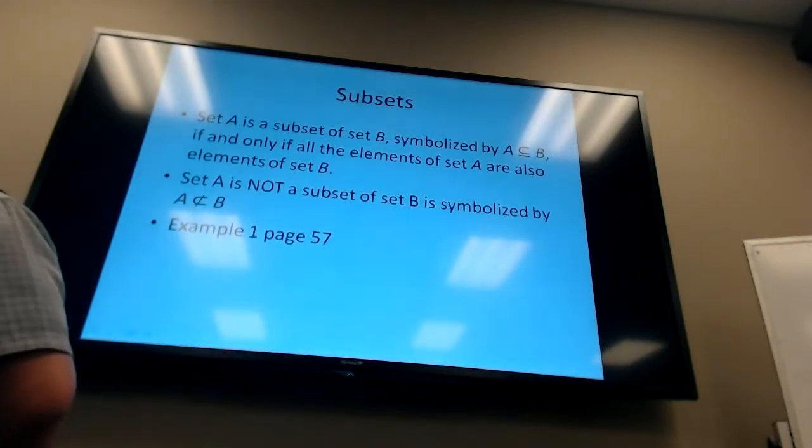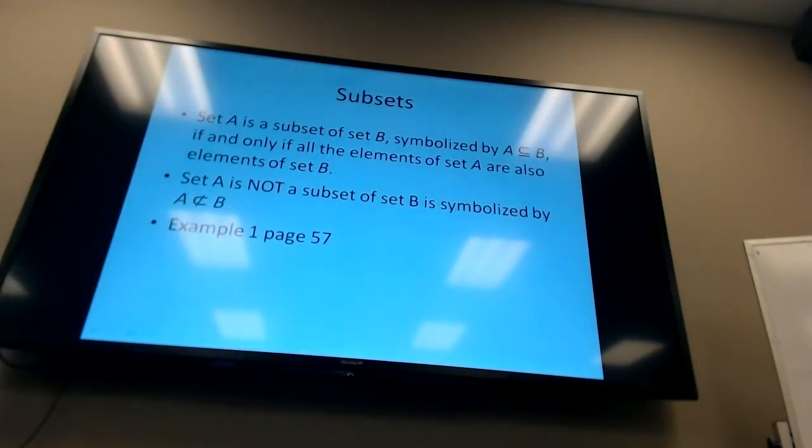Let's go to page 57, example one. Set A is 1, 3, 5, 7. Set B is 1, 3, 5, 7, 9, 11. What's the relationship between set A and B? Is A a subset of B or not? Why not? But where are those numbers? Well, they're the subset. You said subset. Yeah. So A is a subset of B. Those numbers are in B.